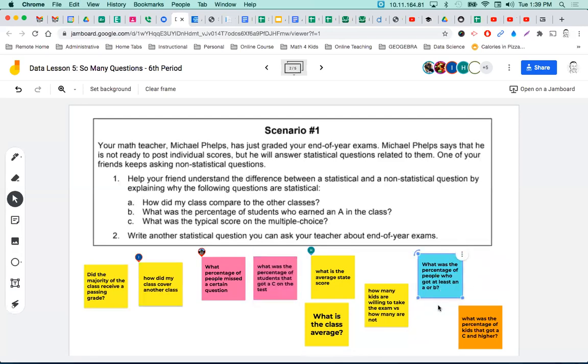What was the percentage of people who got at least an A or a B? Yeah, so that gives you a good idea as to how many people did well. And what was the percentage of kids that got a C and higher? So, a similar question, just talking about that C or higher grade.